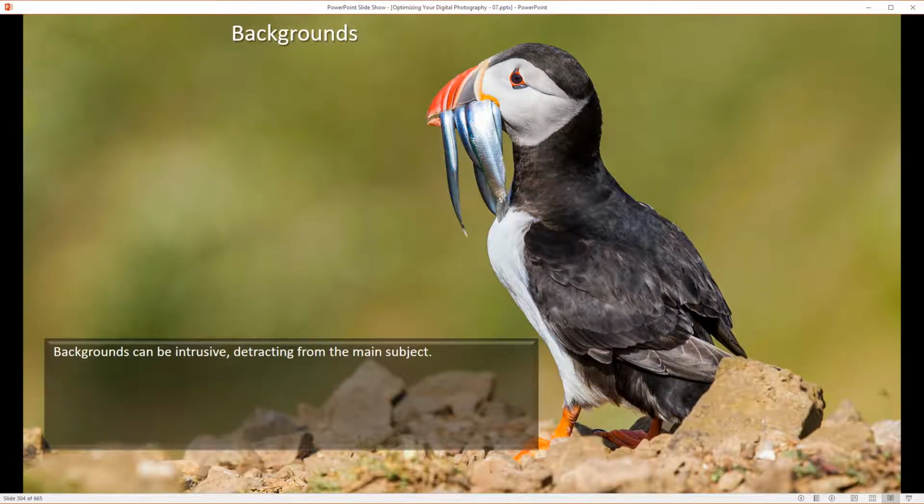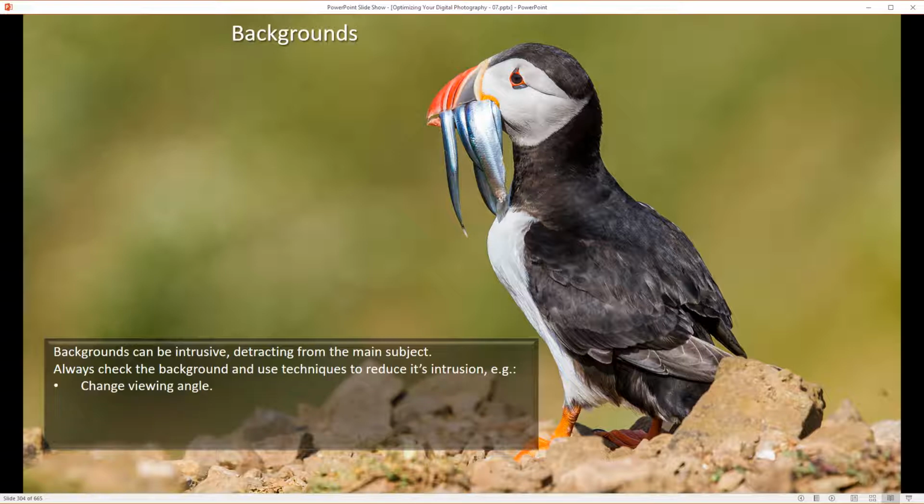Backgrounds. Backgrounds can be intrusive, detracting from the main subject. Always check the background and use techniques to reduce its intrusion, such as changing your angle of view. Just move around a little bit to get rid of the big red blob or whatever.